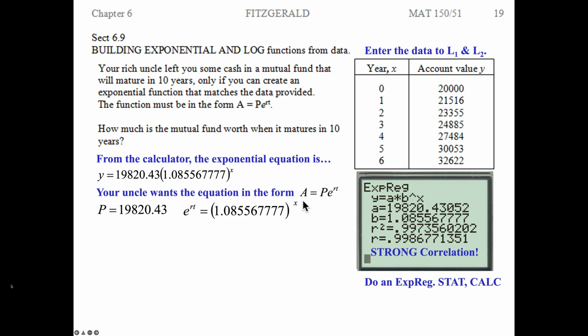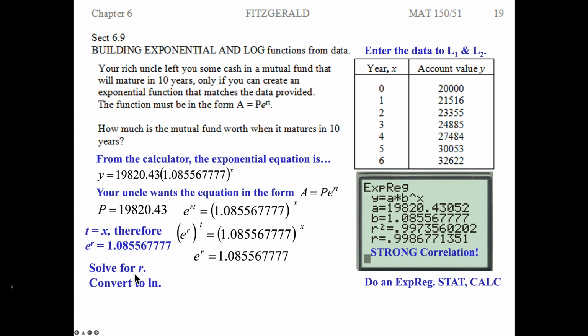We're going to let the e to the rt power be equal to this 1.08556777777 raised to the x power. Since the t and the x are representing the same variable, only the x just came from the calculator, e to the r equals this long decimal value. All right, well, what we can do is what we did earlier, use the power rule to move the t to the outside. Now you can see e to the r equals that value.